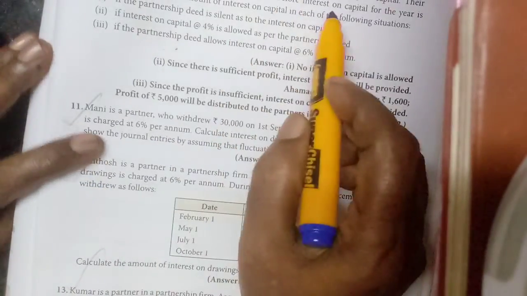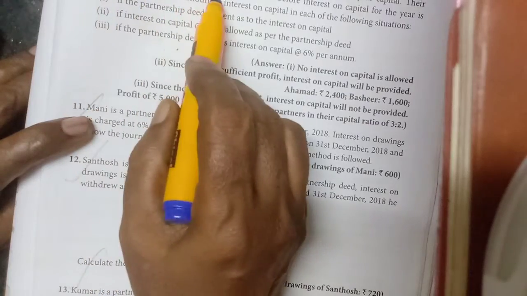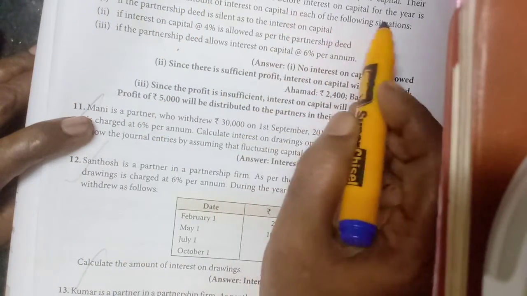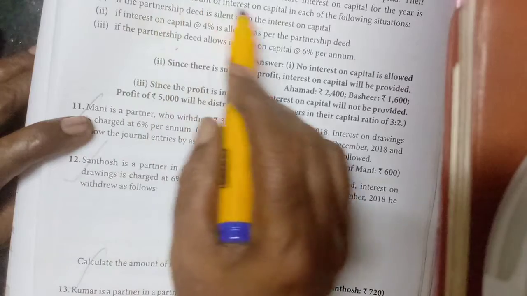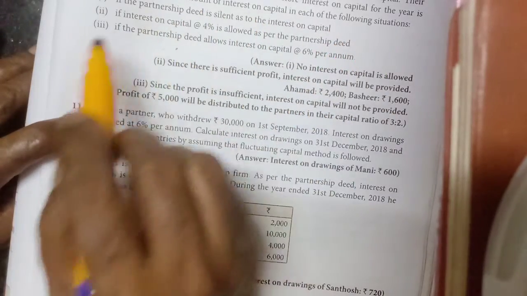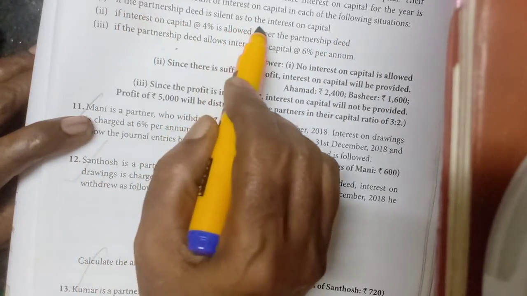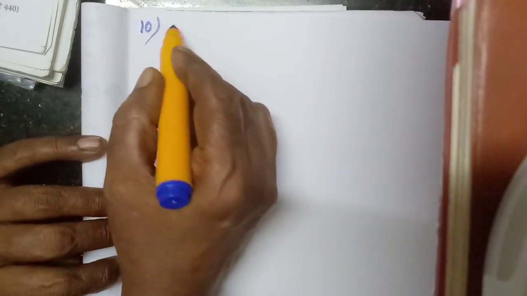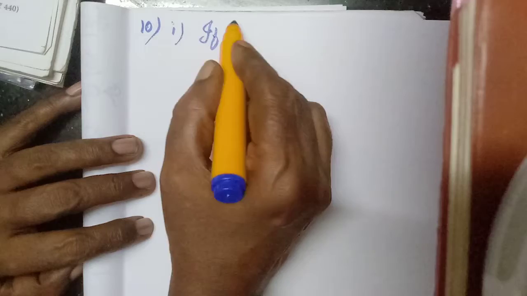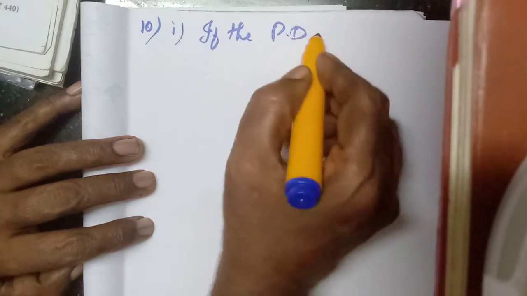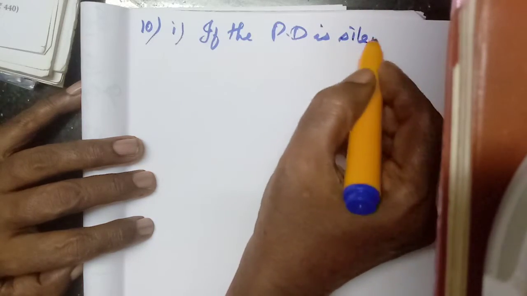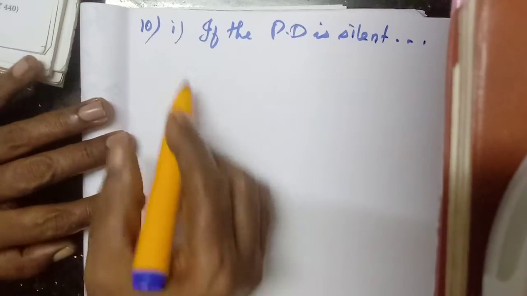Ahmad and Bashir contribute 60,000, 40,000 as capital. Their respective share of profit 2:1. Profit before interest on capital 5,000. Compute the amount of interest on capital each of the situation. Partnership deed is silent. Okay, that we know. Exercise 10. Number 1, you want to write. Okay, if the partnership deed is silent, as to that question you have to write.